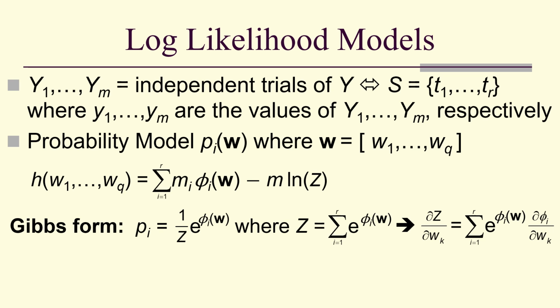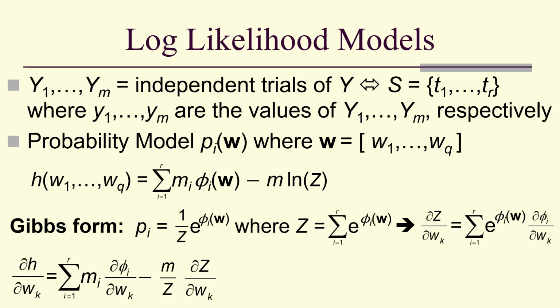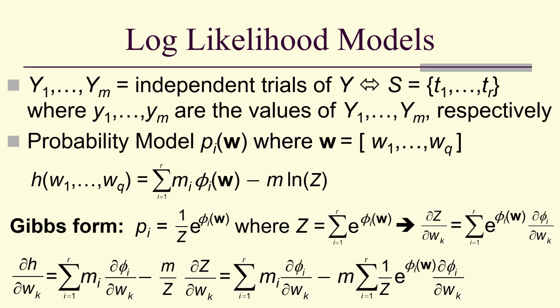Notice that for our derivative of the partition function, we have something that looks like this. The derivative of h with respect to a weight coefficient is equal to this sum minus m over z, the partial of z with respect to w sub k, because of the derivative of the logarithm. And notice that's going to be, when we distribute the sum, something that looks like that. Notice we've got a 1 over z e to the phi sub i of w in the second summation, but that's just p sub i.